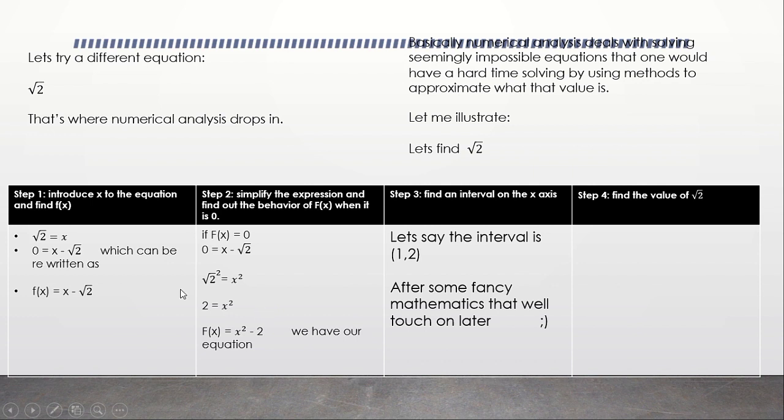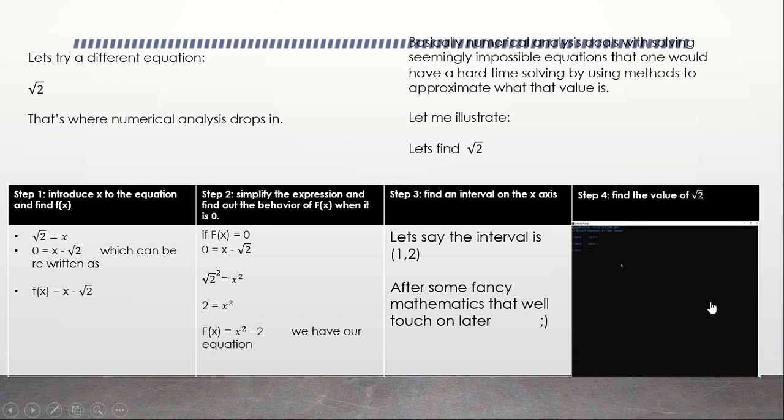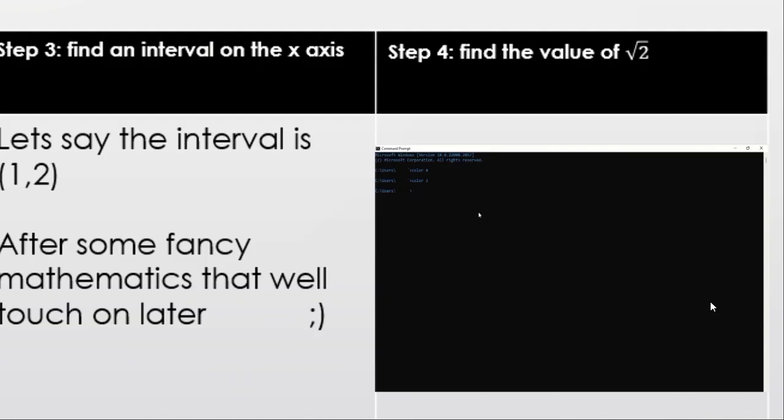So we have used the method here by plugging in 2, and we have found the function of the square root of 2. So the square root of 2 can also be represented on the graph using x squared minus 2, right? And then we find an interval within this graph here. And then after some fancy mathematics that we'll touch on later, we're going to have this type of solution.